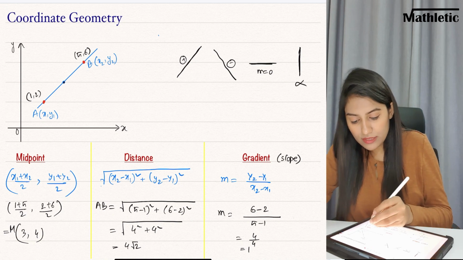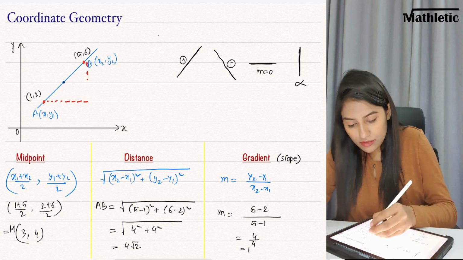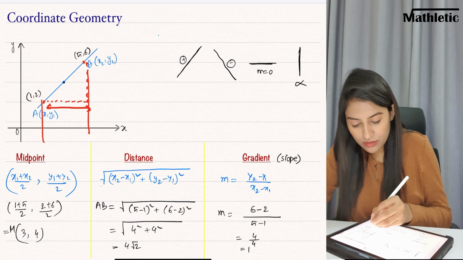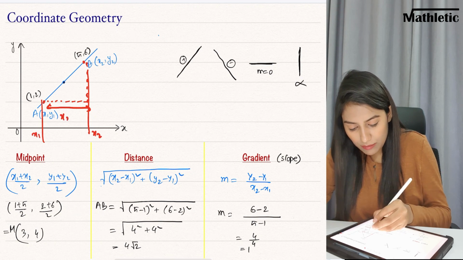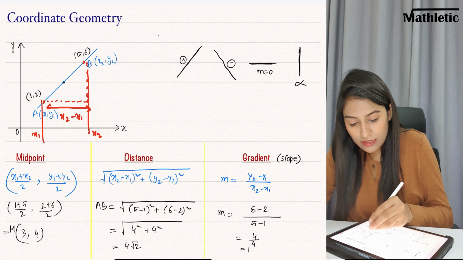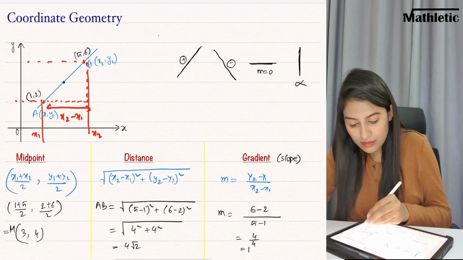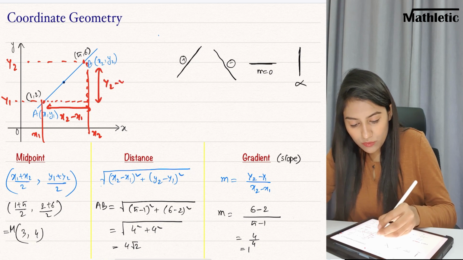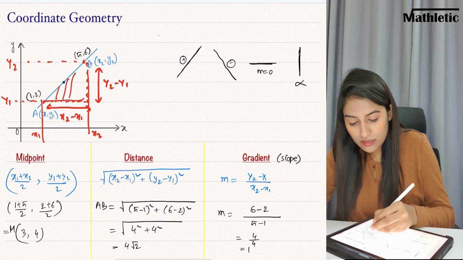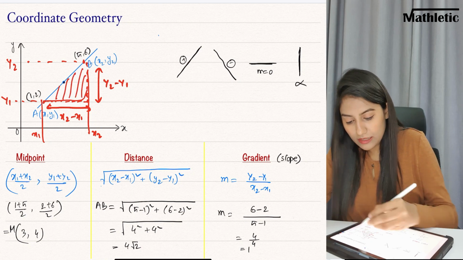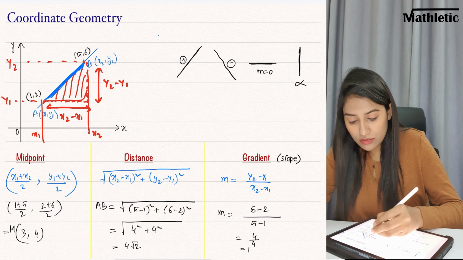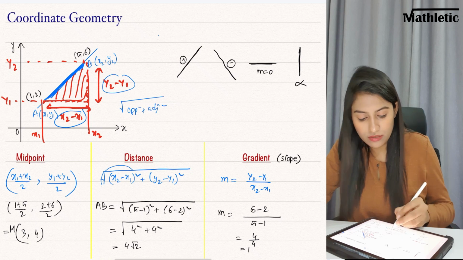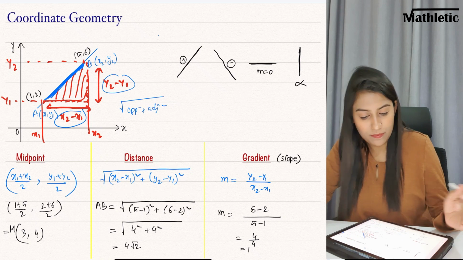Then comes the distance. For distance, you can just imagine a right angle triangle here, and this horizontal distance is actually the difference between your x coordinates, right? This is x1, that's x2, so this gap is x2 minus x1. Similarly, this height is at y2 and this is at y1, so this portion is y2 minus y1. If you consider this right angle triangle, the distance here is the hypotenuse, so you just need to use root over opposite square plus adjacent square. That's the formula for the distance.